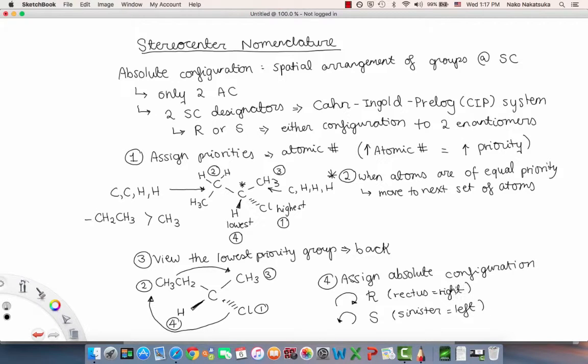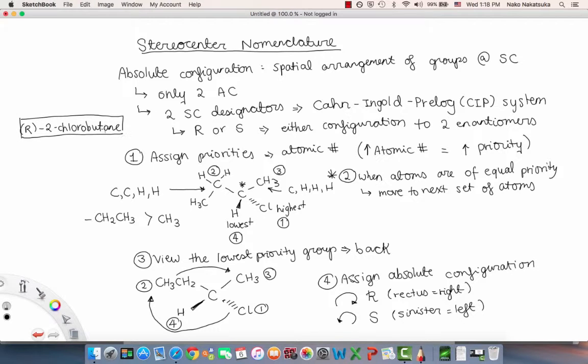So in this case, for 2-chlorobutane that we were looking at, we're going from 1 to 2 to 3 in the clockwise direction, and so it's R. So I'm actually going to write this as R-2-chlorobutane.